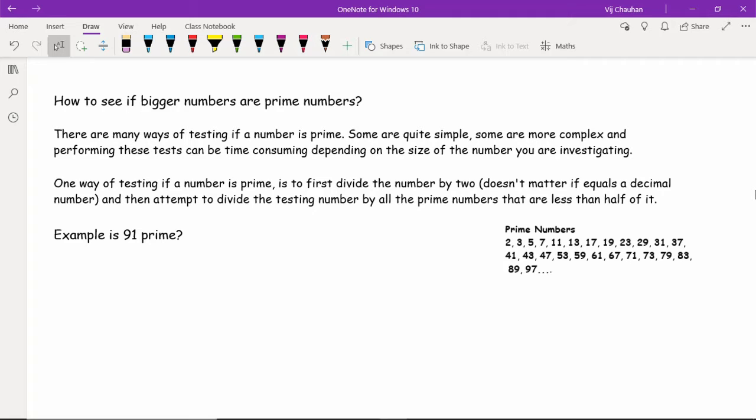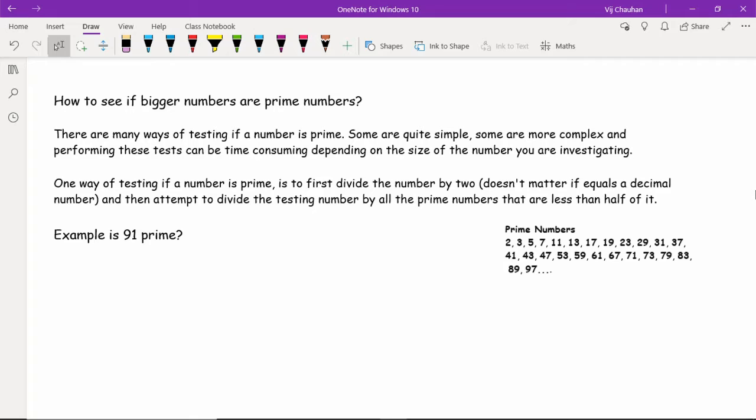One key thing to remember is that, as mentioned, 2 is the only even prime number. So if you end up with an even number that is not 2, then it's definitely not prime. One way of testing to see if a number is prime is to divide the number by 2. It doesn't matter if it equals a decimal number. Then attempt to divide the testing number by all the prime numbers that are less than half of it.